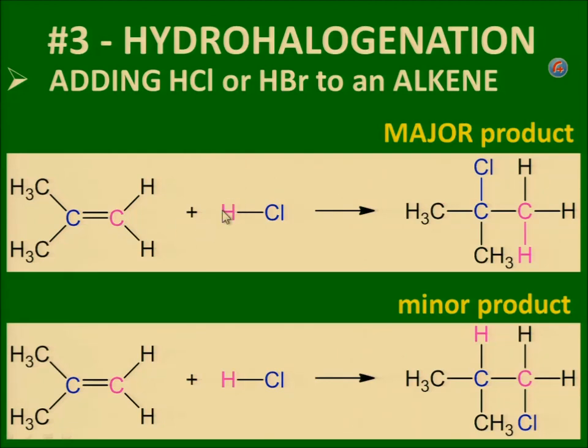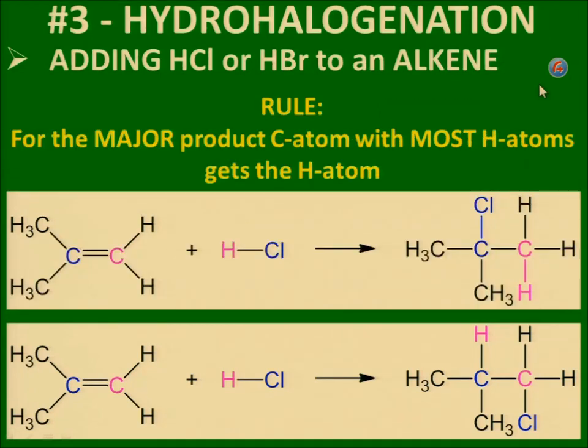Therefore, the pink hydrogen should go to the pink double bond carbon because it's got the most hydrogens to form the major product. And there you have your rule. For the major product, the carbon atom with the most hydrogens gets the hydrogen atom.